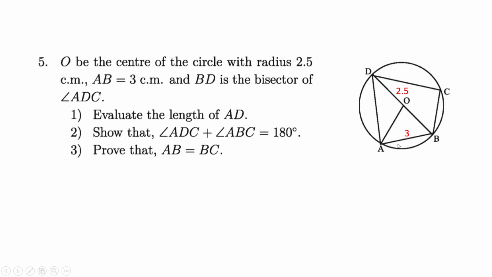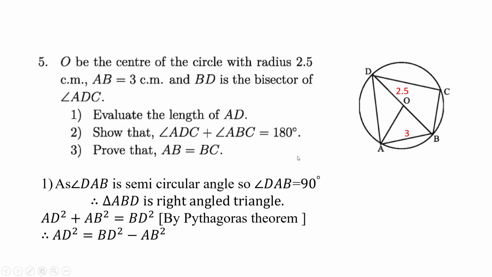And this angle DAB is a semicircular angle. So obviously it is a right angle triangle. Let's see. As DAB is a semicircular angle, angle DAB is 90 degrees. Therefore, triangle DAB is a right angle triangle. From Pythagoras theorem, we can write that AD squared plus AB squared equals BD squared. In question 1, we have to find the length AD. So AD squared equals BD squared minus AB squared.